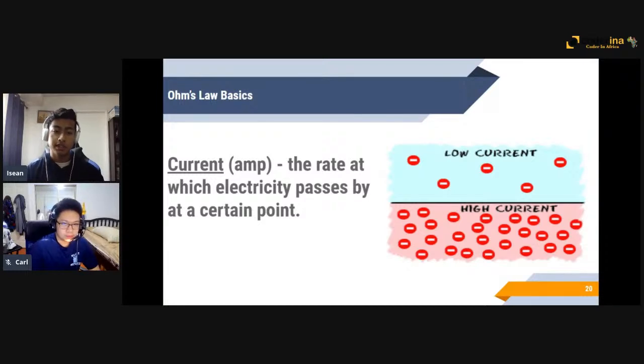The last term you need to know, current. Current is the rate at which electricity passes through a certain point. On the right side, you can visualize current. Low current means that there's less electricity or electrons passing through a certain point, while high current shows that there's a lot of electricity or electrons passing through a certain point.